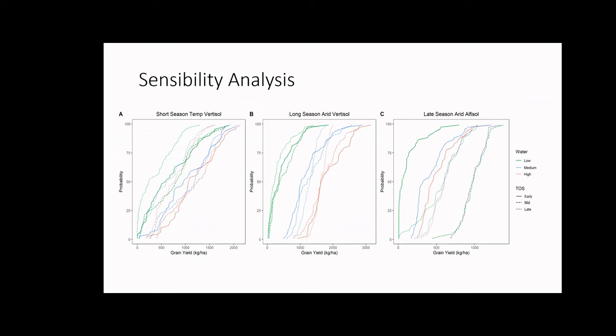And that early date is never going to yield much, versus when you get later and finally to the late sowing date, you're getting that optimal planting or sowing window. And water is not going to be quite as crucial as the sowing date. So our sensitivity analysis showed what we expected it to do.